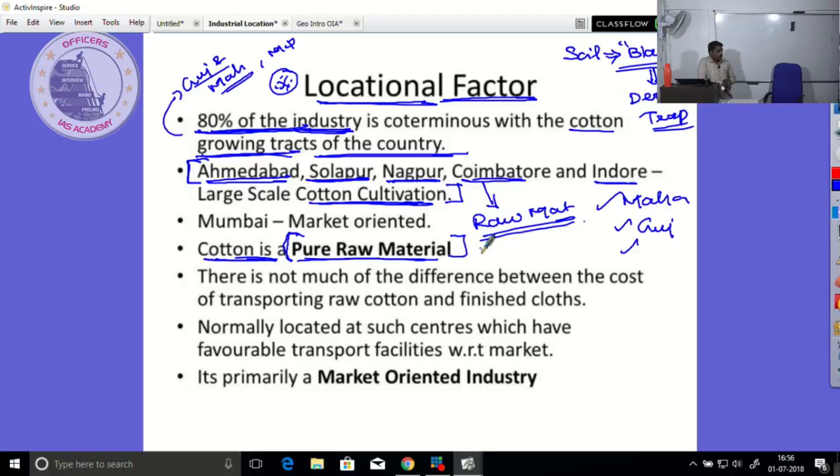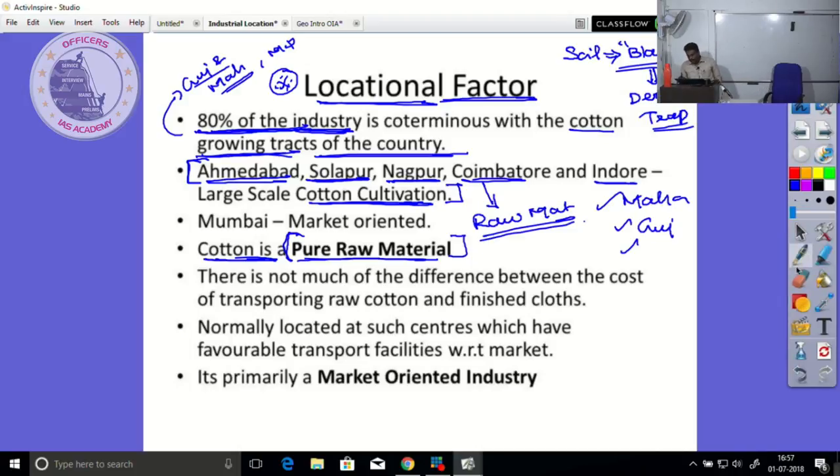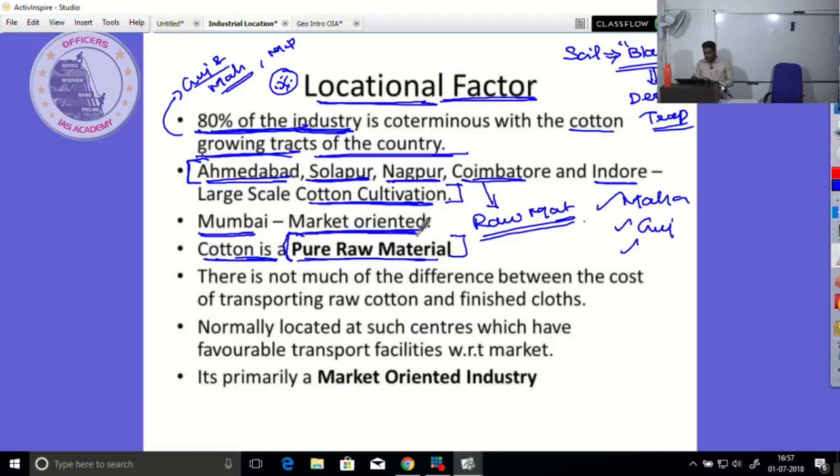But still, when we talk about the location, two places are very common. Either we have many industries very near to the cotton growing belt, or when I talk about places like Mumbai, they are very close to the market as such. Both types of industries are there. When I talk about Mumbai, Mumbai is more market oriented. Others are raw material oriented.